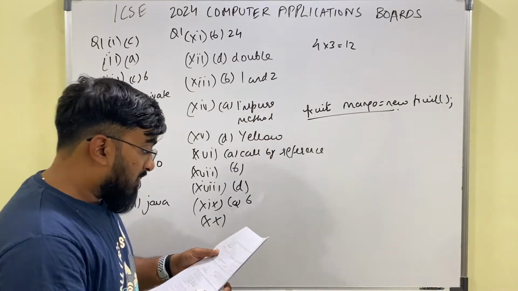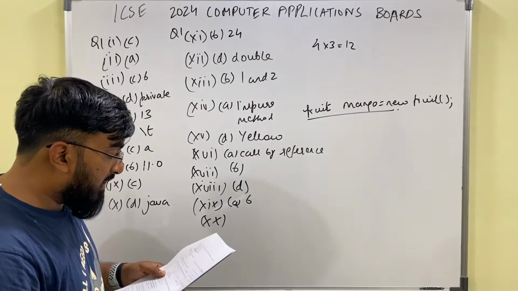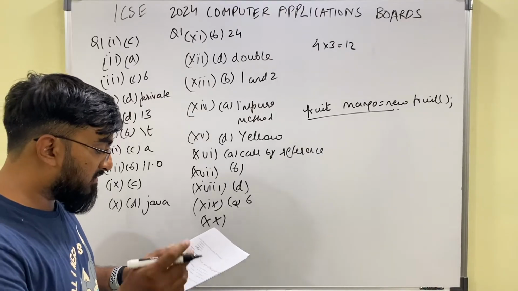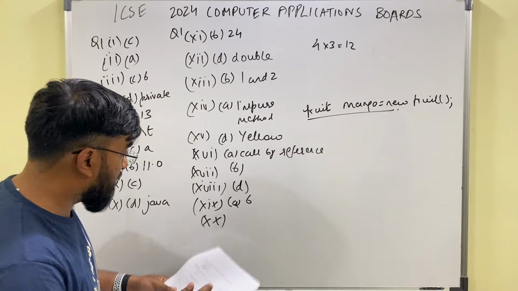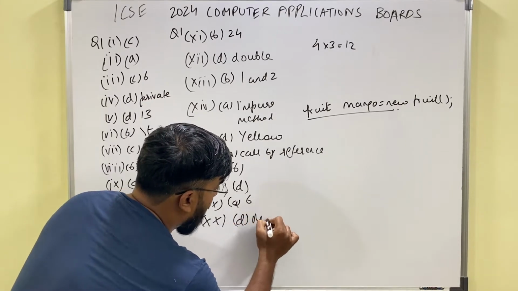Which of the following mathematical methods returns only an integer? Now this is a tricky one. Ceil, sqrt and float return a double value. Round is the only function that returns an integer, so this is going to be part D, Math.round.